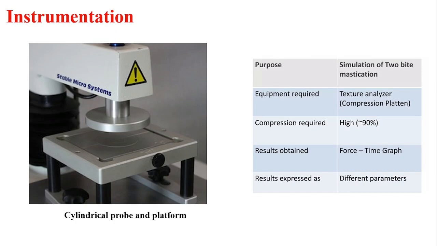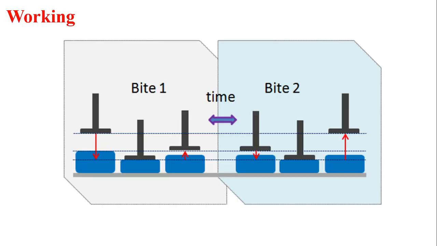This is the picture of the texture analyzer. Here you can see the cylindrical probe. In this picture, the basic working of the texture analyzer is shown. In the texture analyzer, as I already told, there are two compression phases. That is, the product is compressed twice. Here, bite 1 shows the first compression and bite 2 shows the second compression.